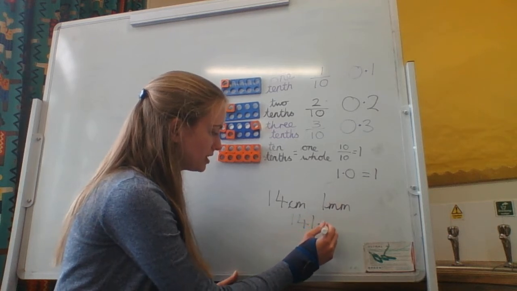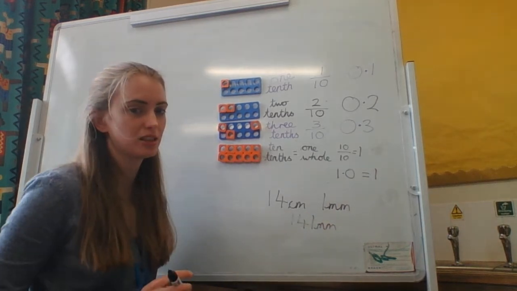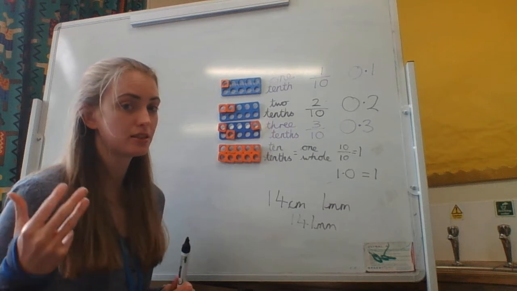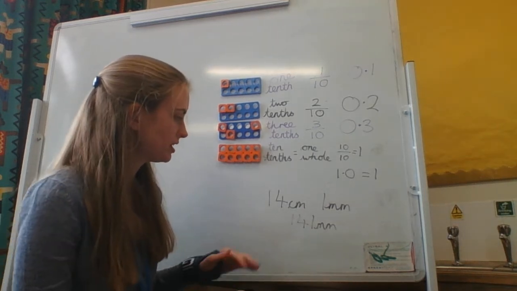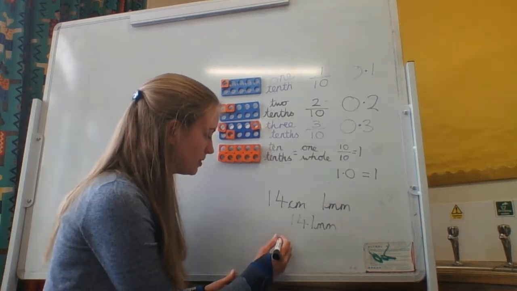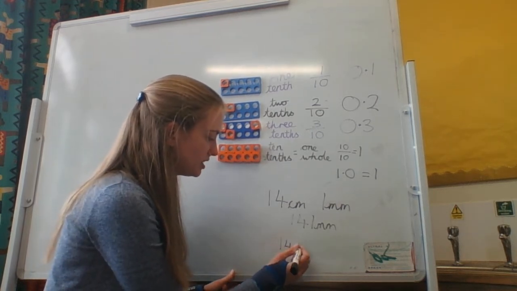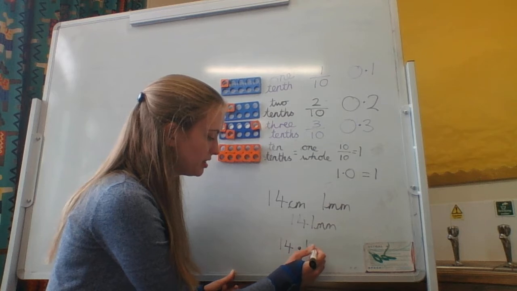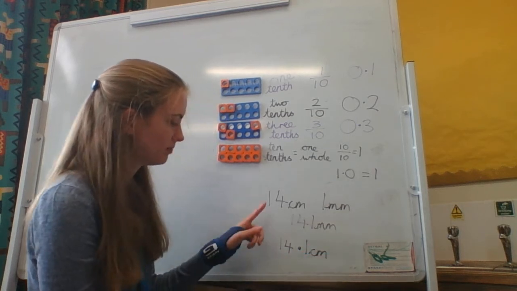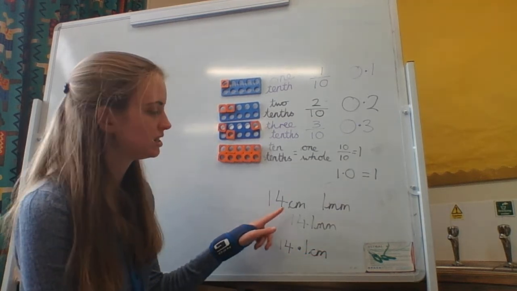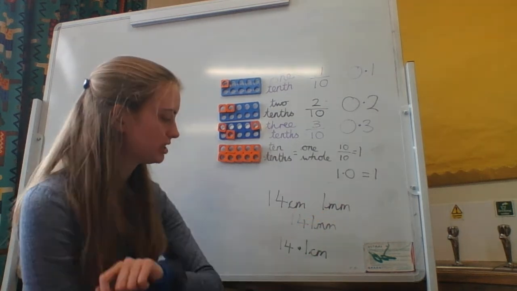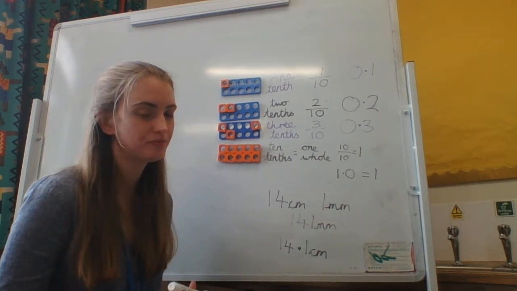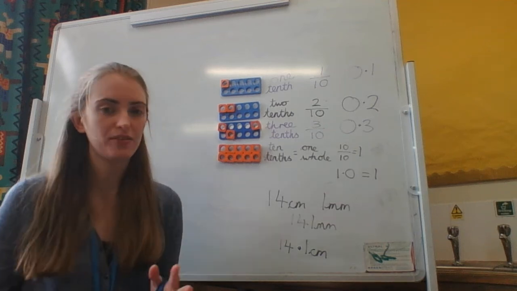141 millimetres as well, if I just wrote it in millimetres, because there are 10 millimetres per centimetre. If I wanted to write this as a decimal though, that would be 14 whole centimetres and 1/10 of a centimetre. 14 whole centimetres and 1/10. 14.1 centimetres. Okay?